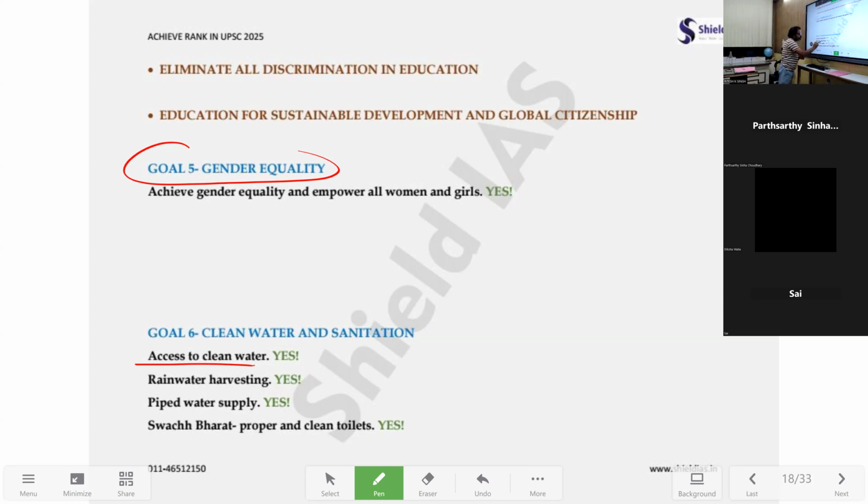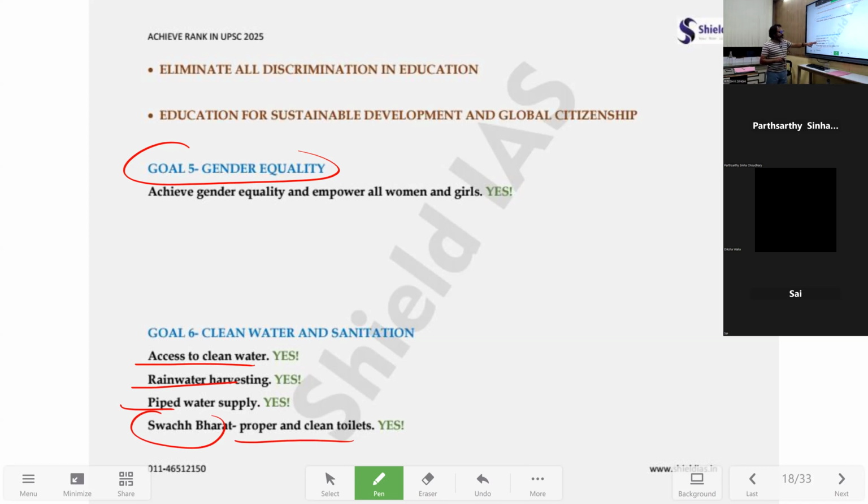Now, for this, what is to be promoted? Rainwater harvesting is one of the ways of accessing clean water. Piped water supply to households becomes important. For sanitation, programs like Swachh Bharat should be more efficient, so as to create more properly clean toilets. So all these are the requirements.